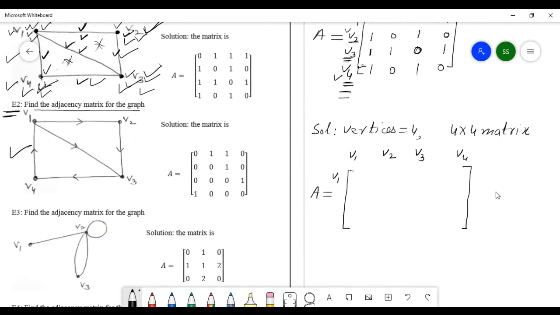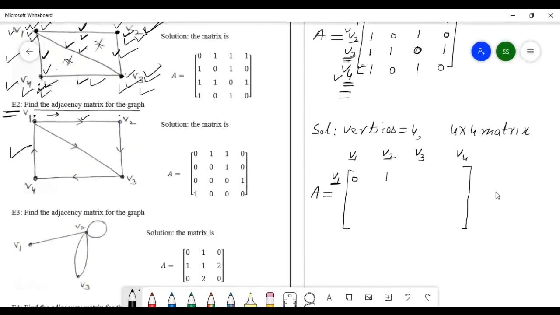Now start from here, V1. So of course this V1 and this V1, same point, no edge, so write 0. Now start from V1 and go to V2. Look this way, V1 to V2, and the arrow is this way, V1 to V2, so the edge is present. So write here 1. Do you understand or not?